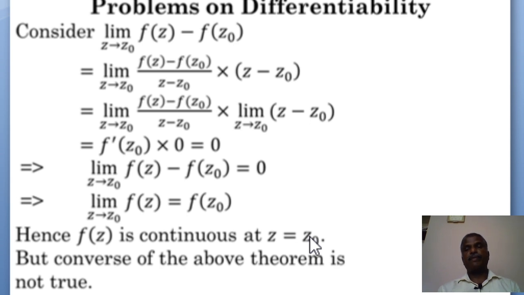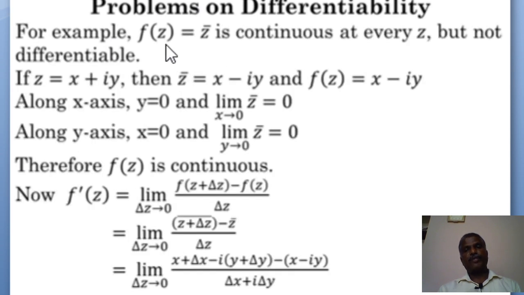So every differentiable function is continuous, but the converse is not true. That is, every continuous function need not be differentiable. We have to justify this statement by giving an example. For example, f of z is equal to z bar, which is continuous at every z but not differentiable. Here z is x plus iy, and z bar is x minus iy.